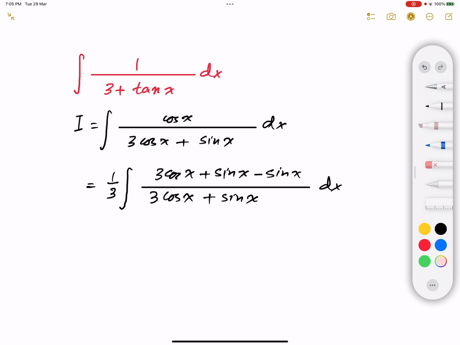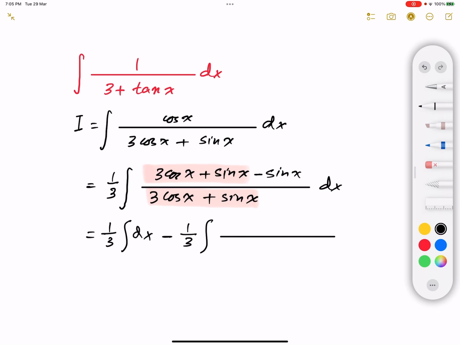Okay, so now if you can notice, guys, this is exactly like this one here, so they would cancel out, and that would give us 1/3. Okay, so now we can distribute the 1/3, so 1/3 the integral of dx, which is the first part, minus 1/3 the integral of sine x over 3 cosine x plus sine x dx.